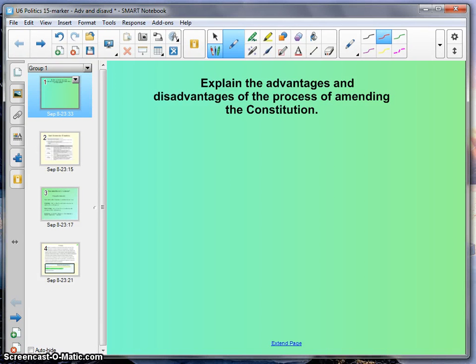Hello, this is Mr. Jarrett, and this is a first attempt at trying to explain how to do 15-mark questions at A2 Government and Politics from Edexcel. This is specifically Unit 4C, and I'm going to choose as an example the question: explain the advantages and disadvantages of the process of amending the Constitution.